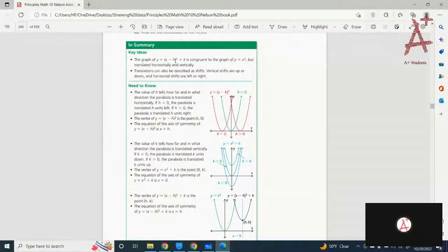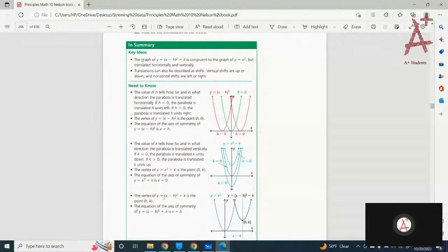The value of k tells how far and in what direction the parabola is translated vertically. If k is less than 0, the parabola is translated k units down. If k is greater than 0, the parabola is translated k units up. Got it? The vertex of y equals x square plus k is the point (0, k). The equation of the axis of symmetry of y equals x square plus k is x equals 0.